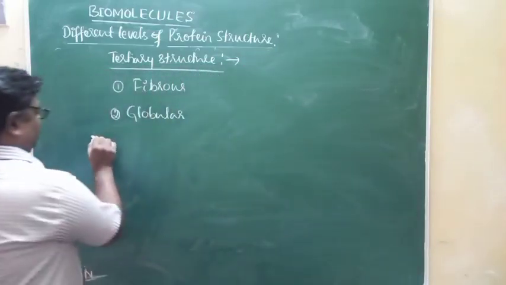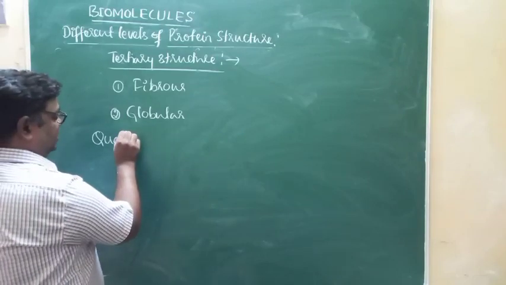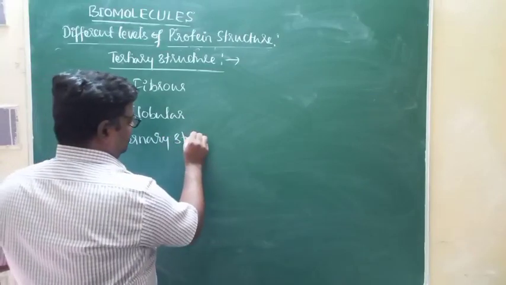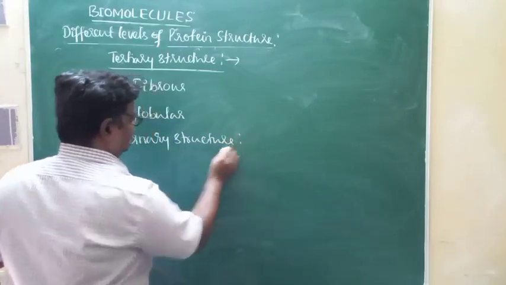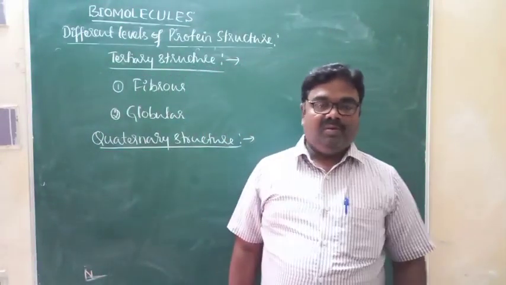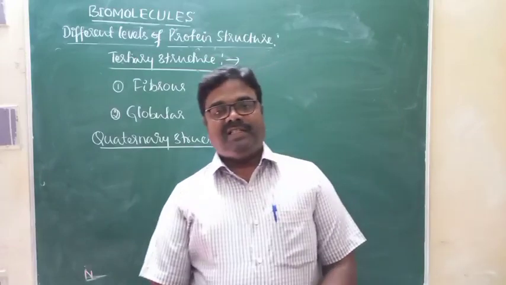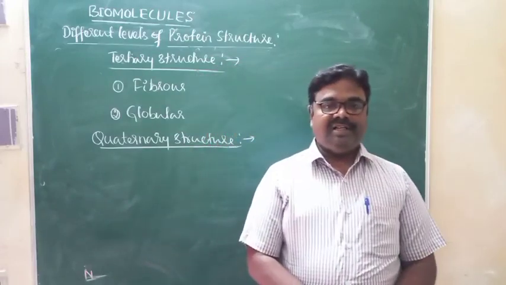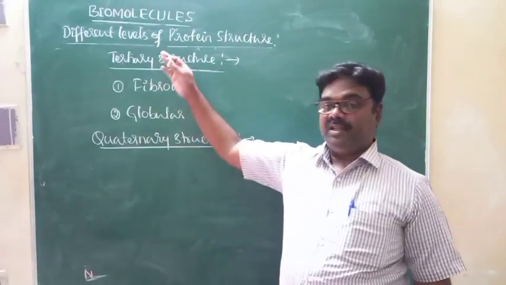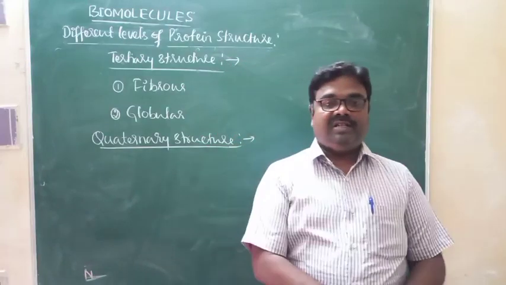Now at this moment we'll go to one more level of protein structure, that is the quaternary structure of proteins. As far as quaternary structure is concerned, some proteins may have more than one different polypeptide chain. These different polypeptide chains present in proteins are known as subunits. This quaternary structure refers to the spatial arrangement of these subunits with respect to each other.